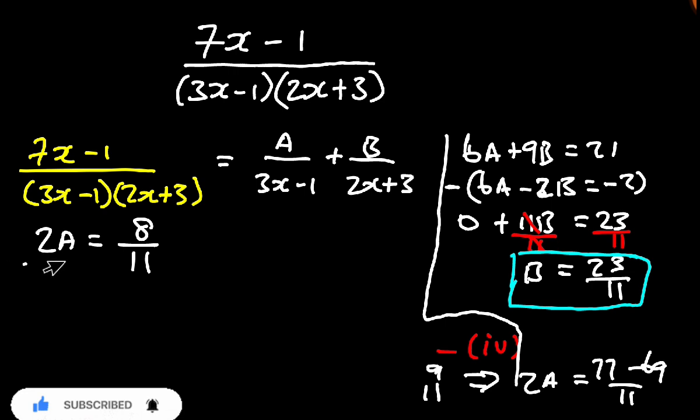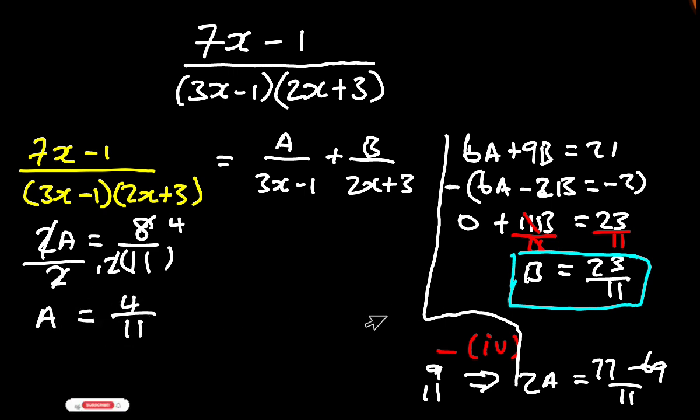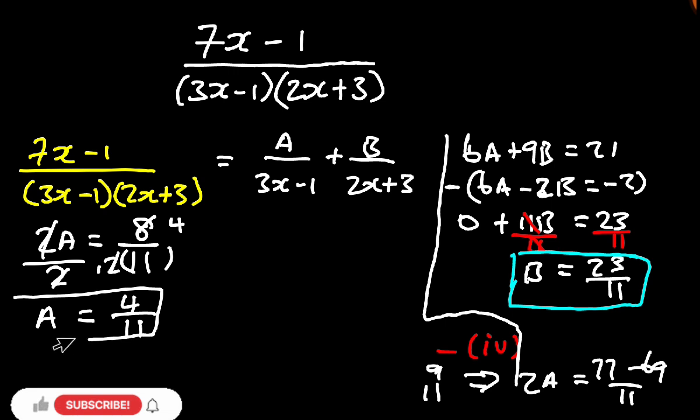So let's divide both sides by 2. So this and this will cancel. We have that a is equal to, 2 divided by 2 is 1, 8 divided by 2 is 4. So a is equal to 4 over 11. So this is the value of a.